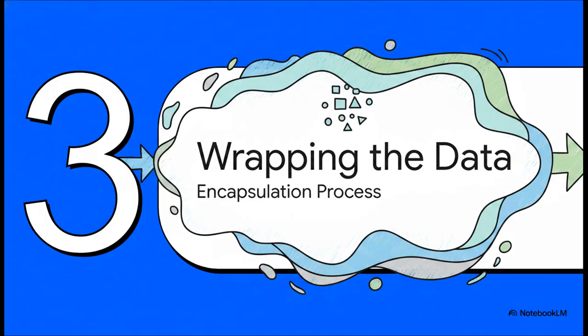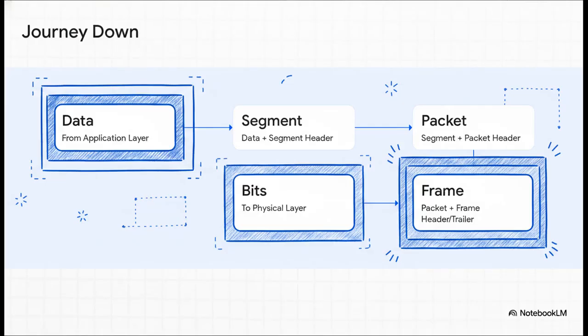So, that's the whole journey, from top to bottom. But how exactly does the data get all bundled up and prepared for this trip? It's all thanks to a really clever process called encapsulation. The best way to picture it is like you're preparing a package to mail. As your data moves down from one layer to the next, each layer wraps it in a new box and adds its own label or header.